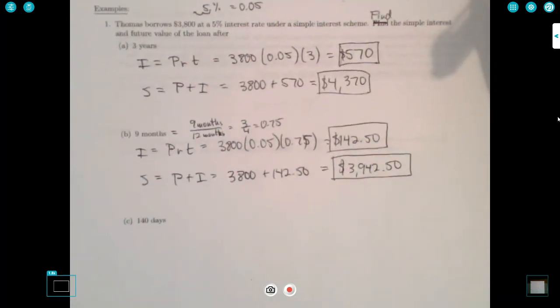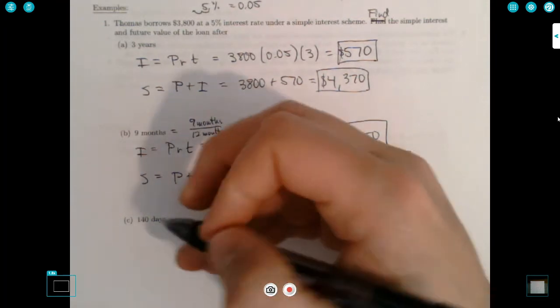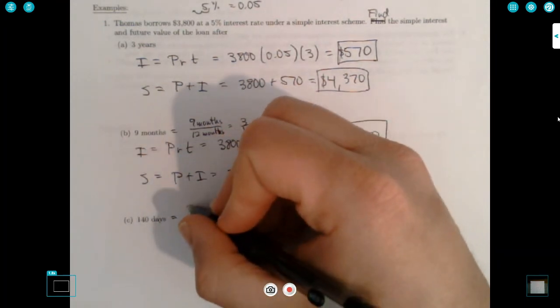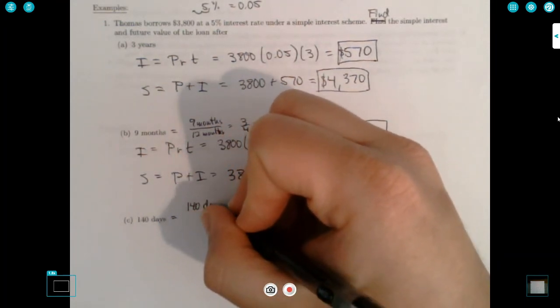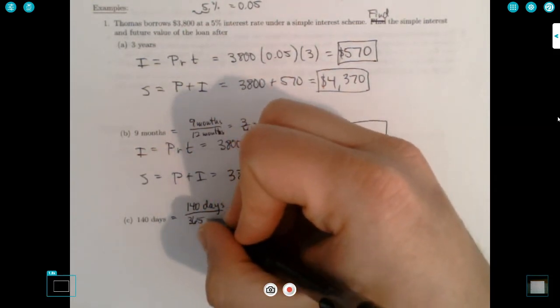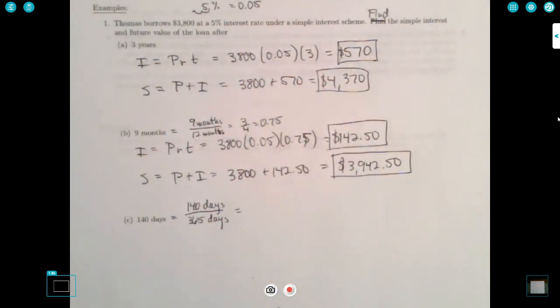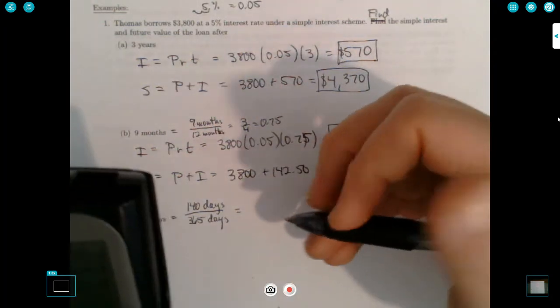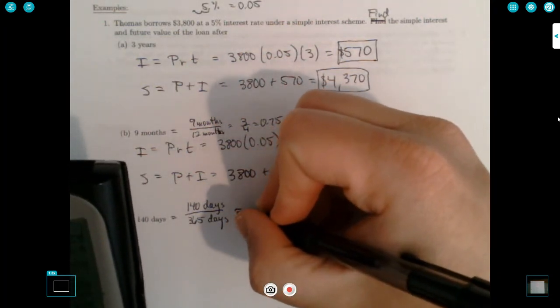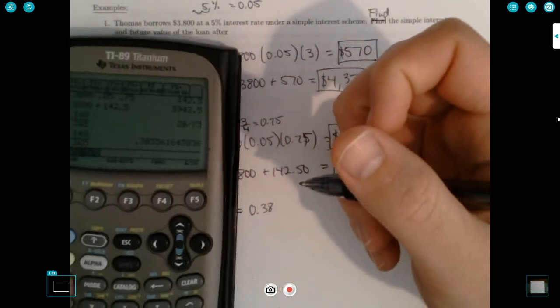140 days. Well, looking ahead, I know that I'm going to have to get this in terms of years. So it's 140 days out of how many days? In 1 year, there are 365 days. So 140 out of 365, that's 28 out of 73. But it's approximately, I'm going to say, approximately 0.38. So this is the number I get.